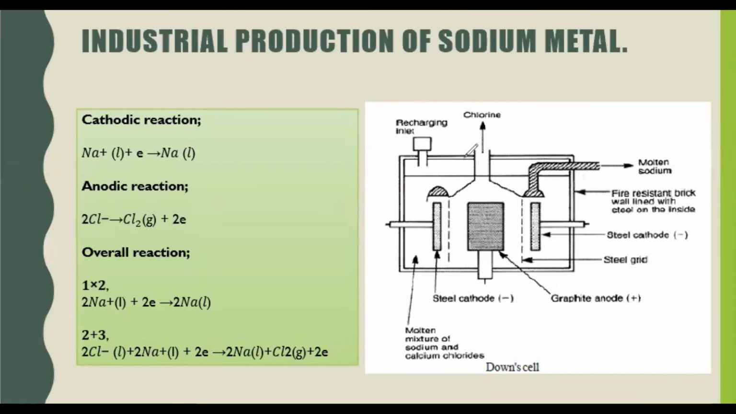Let's see what happens. From here, we will put sodium chloride, that means our raw material, in here. And we know that our cathode is negatively charged and our anode is positively charged. Our raw material is sodium chloride, so in this setup there should be sodium plus ions.